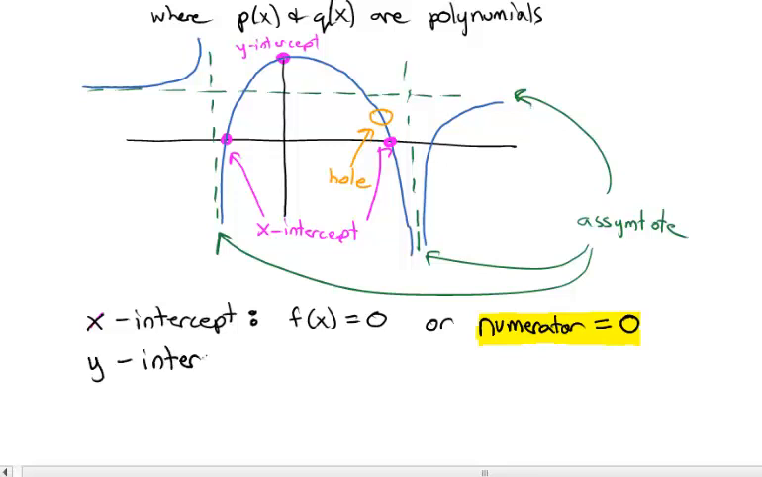The y-intercept is at f of 0. In other words, we're going to plug 0 into the function, and we'll figure out where the y-intercept comes out.